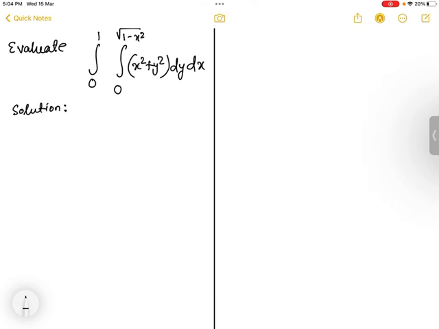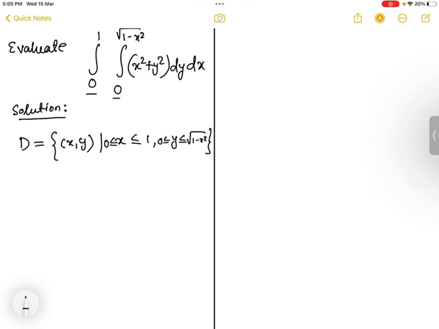first we will draw this region where we have to evaluate this integral. The region is, so D is the region, and how does D look like? It is the set of (x, y) such that x is varying from 0 to 1 and y is varying from 0 to square root of 1 minus x square.